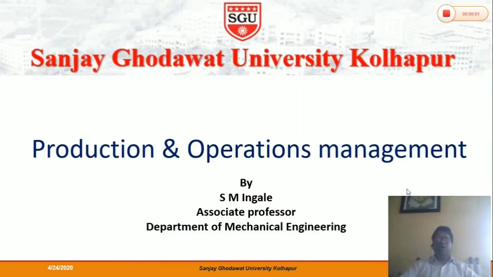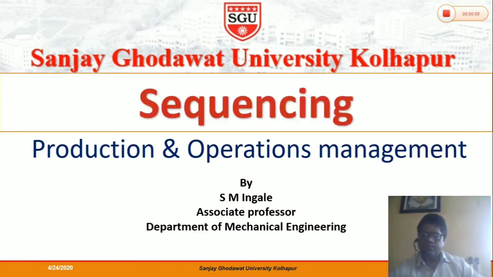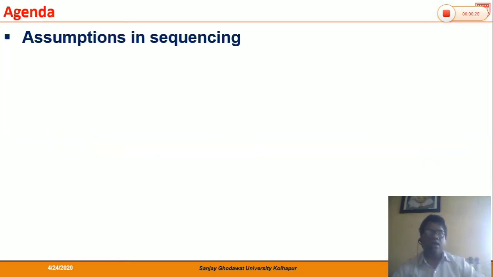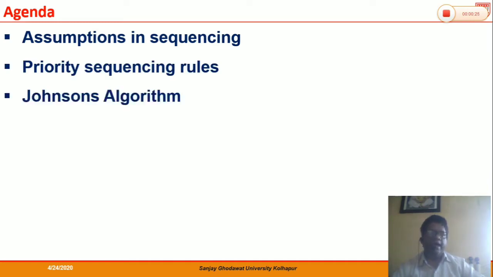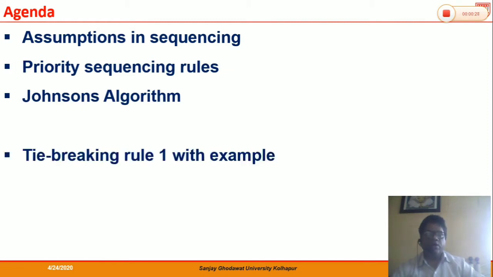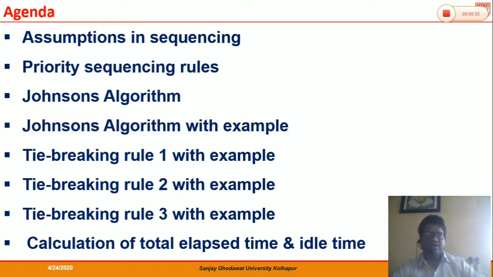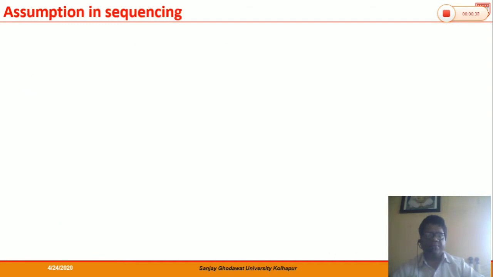Hello students. So today we will study about the sequencing from production and operation management. In this video we are going to cover Johnson's algorithm, which is used for n job one machine, n job two machines. We'll also study tie breaking rules with example, and we'll start with the assumptions in sequencing, and at the end we'll cover how to calculate the total elapsed time and the idle time.